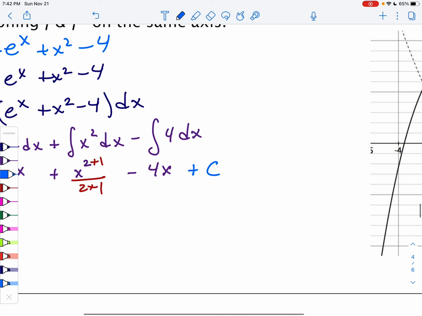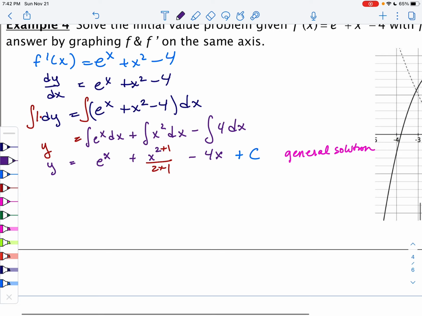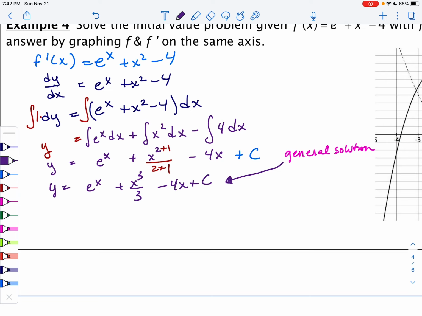We get our general solution here. And just simplifying that general solution, we get e to the x plus x cubed over 3 minus 4x plus c. And that's our general solution. We now introduce our initial values to find c.